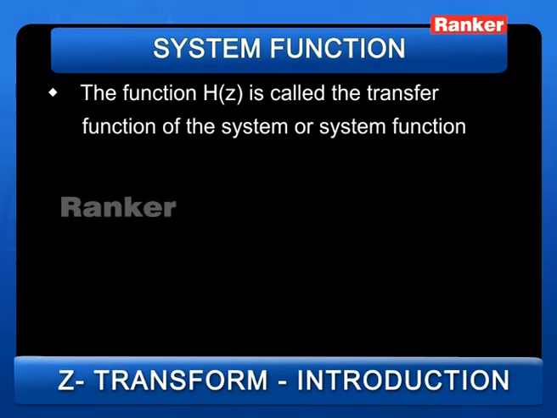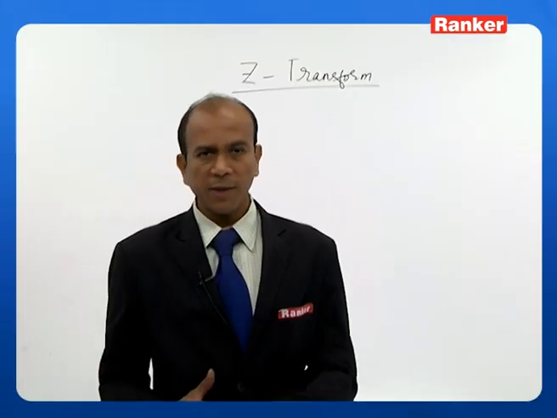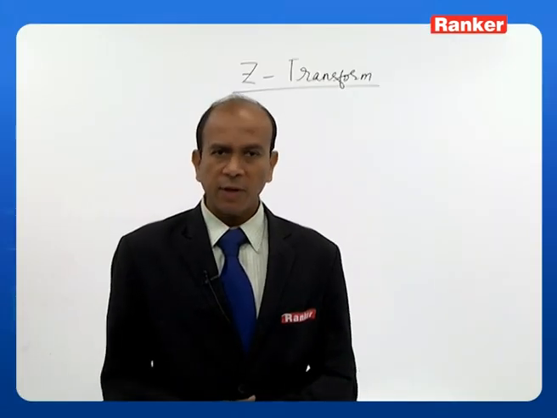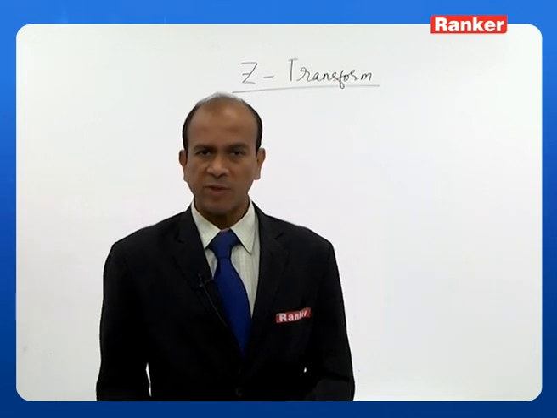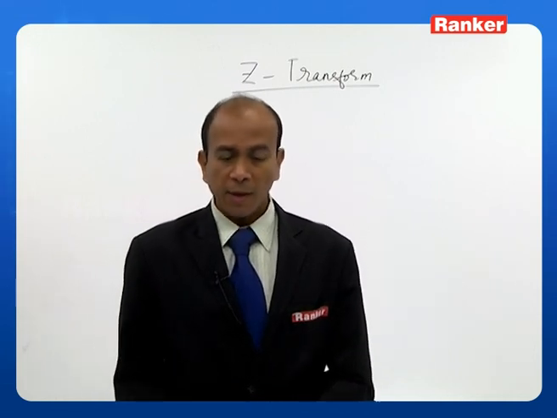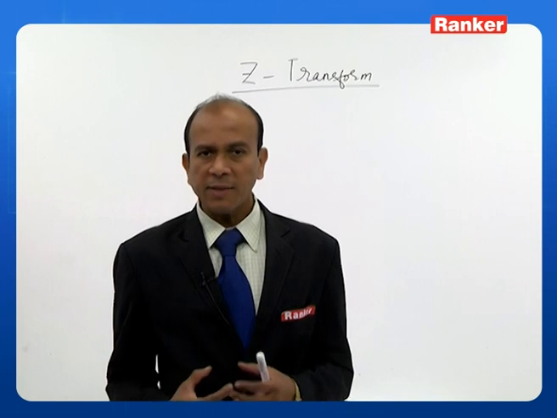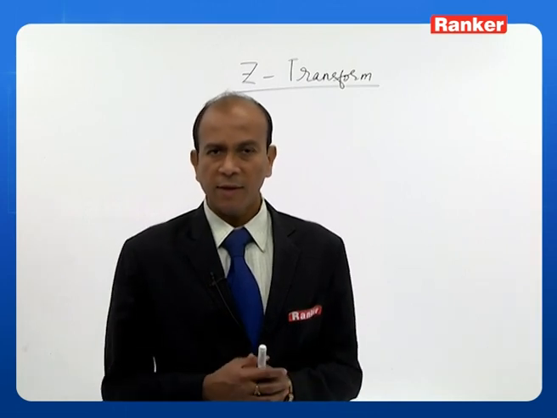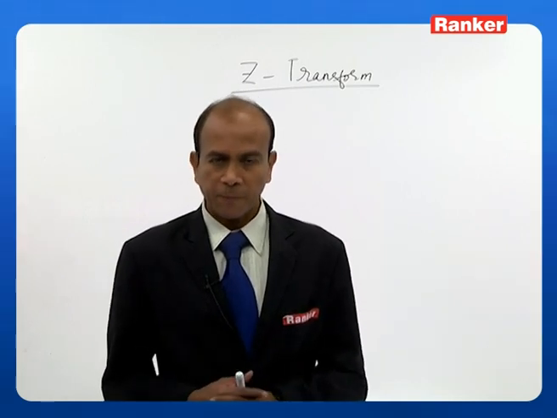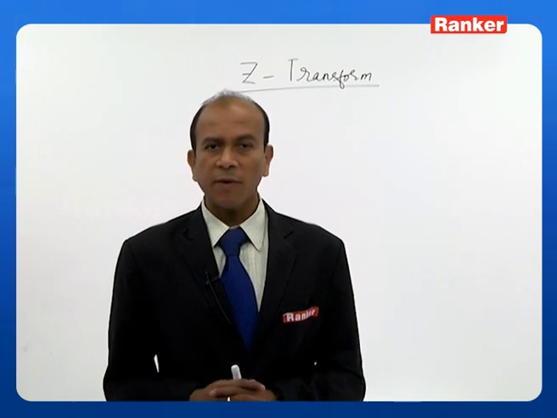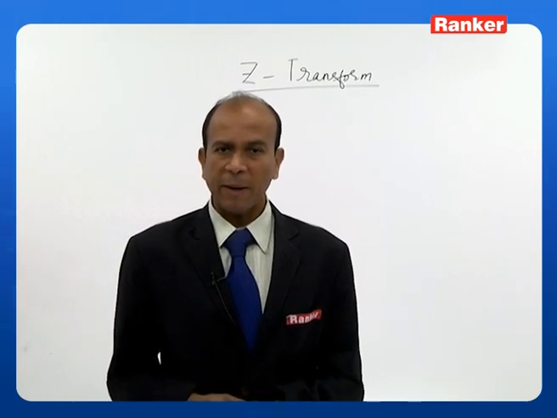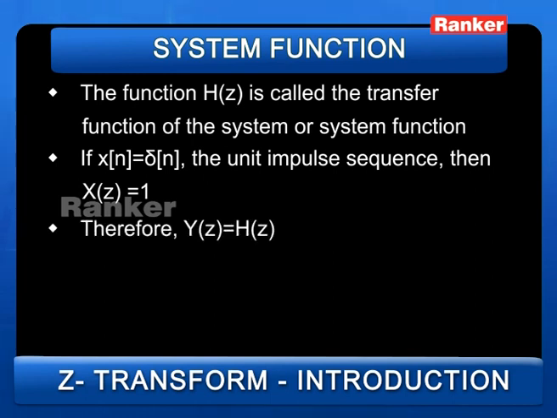The function H(z) is called the transfer function of the system, or is also called the system function. We have used system function as one word. It is also called the transfer function, which is the famous word H(z). So if x(n) is equal to delta(n), the unit impulse sequence, then X(z) is equal to 1. Therefore, what is Y(z)? Y(z) is H(z) multiplied by 1, that is X(z). Then Y(z) will be equal to H(z).